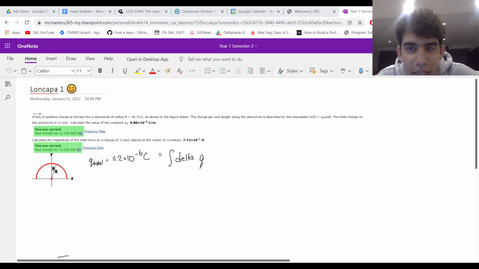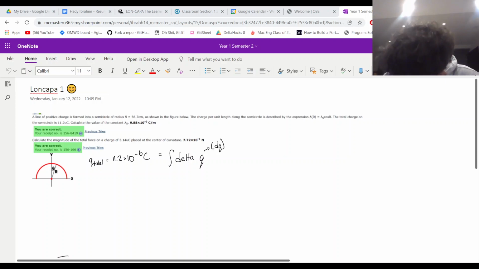And why is it the integral of delta Q? Well, it's every point. The integral of delta Q is every point on the semicircle added up. Every single charge, we're adding them up, right? So we're going to start calling this dq from now on. And now we need to find what dq is.